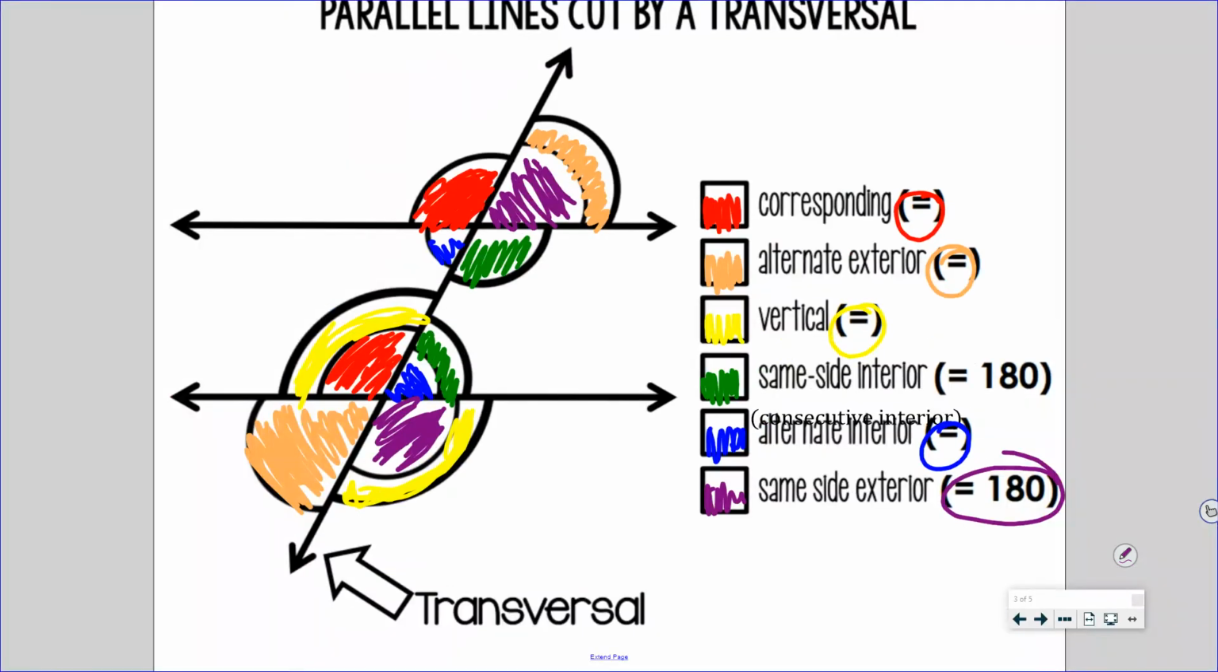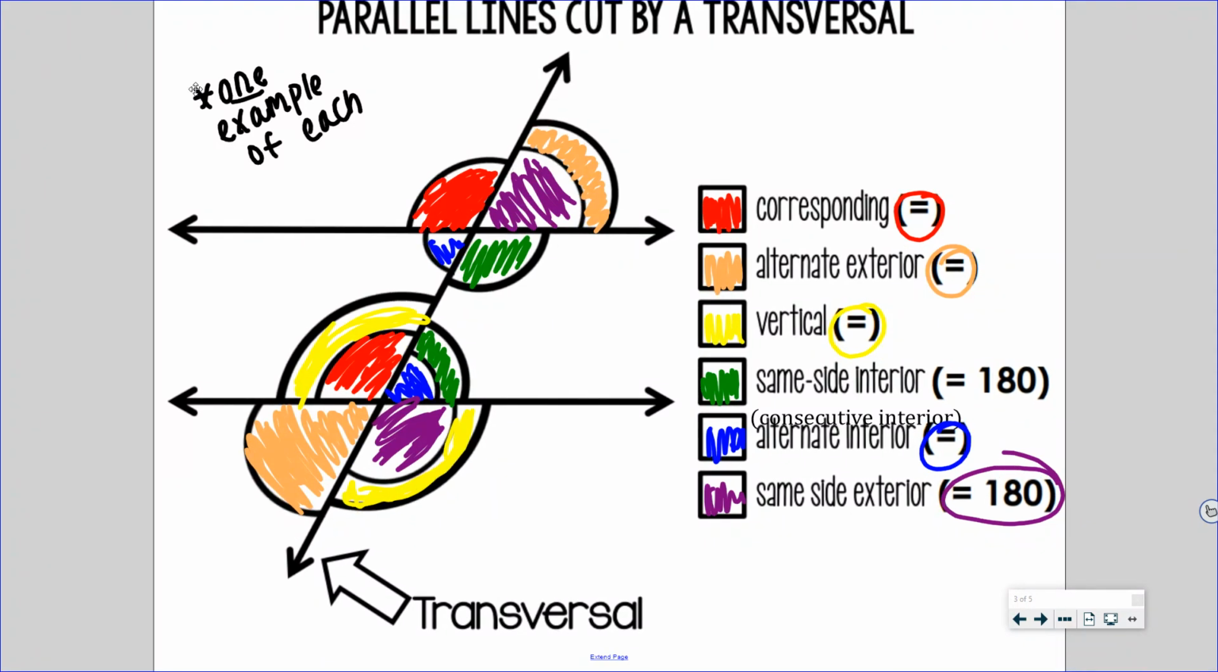Okay. I'll let you fill that in. But I like this as a little cheat sheet. Just keep in mind, these are only one example of each. There's different ways. I want to make note this only works if these two lines are parallel. This relationship.